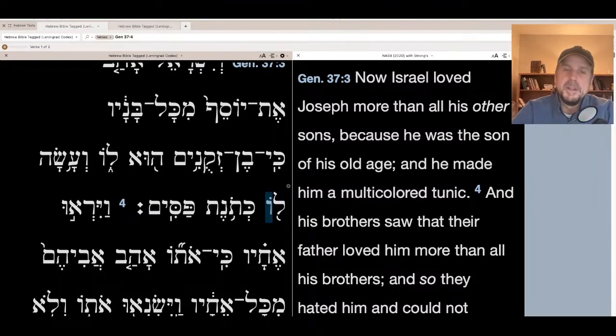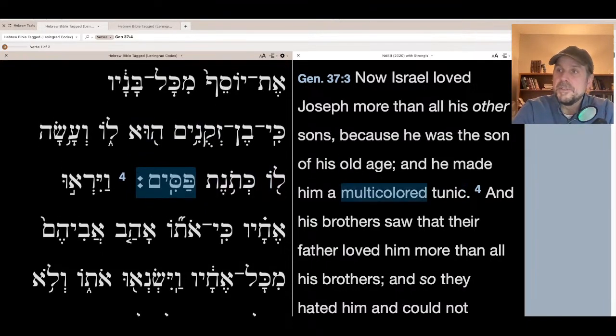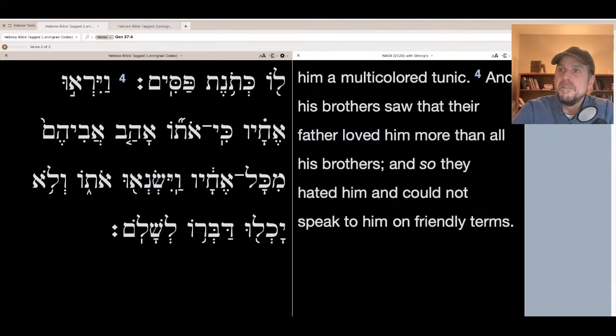But there are other possible ways of understanding it. Was it a long sleeve coat? It was definitely something very special. It was a very special garment that Jacob had made for Joseph. And the brothers saw it, as we see in verse 4. Vayira'u echav. And his brothers saw. Vayira'u echav ki oto ahav avihem mikol echav.